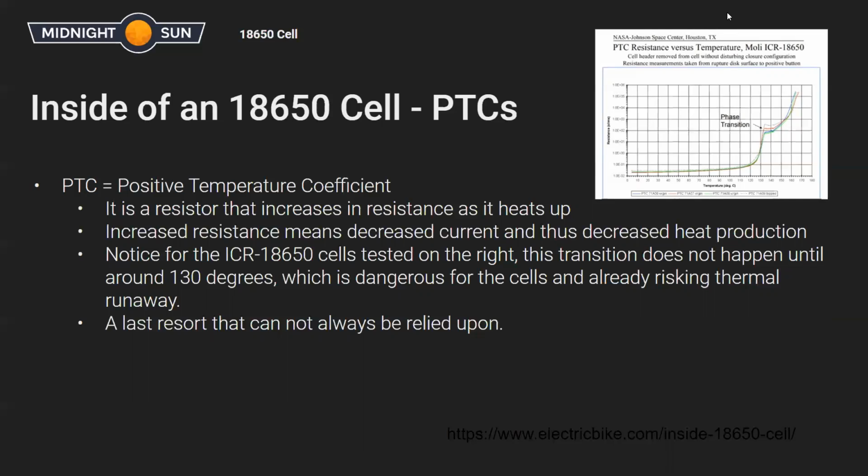130 degrees. And that's when the material really starts to gain resistance and make a significant effect on the current. So up until then, it doesn't really make a difference. But for some batteries, and in some conditions, 130 degrees is still enough to initiate thermal runaway. So it's not to be relied upon, and there should definitely be other methods of protecting for overtemperature events. Let's go to the next slide.